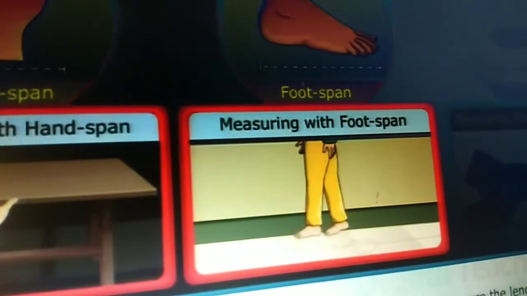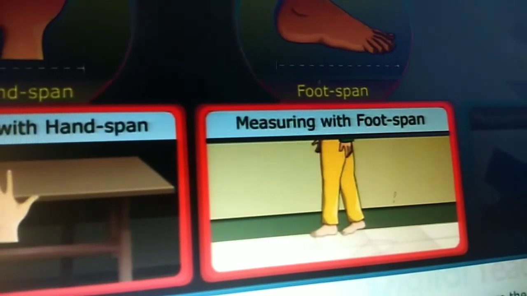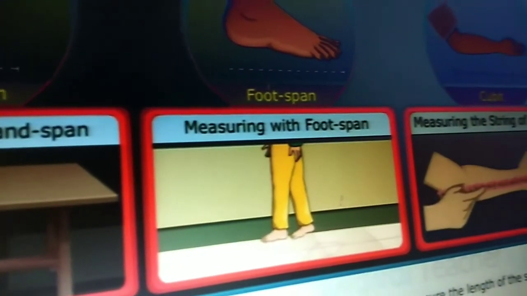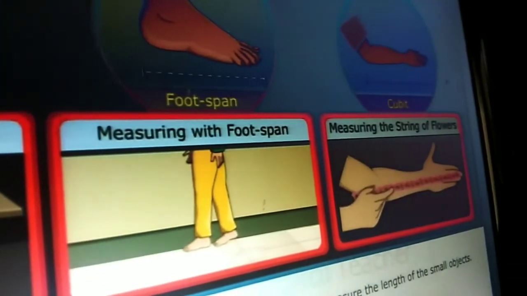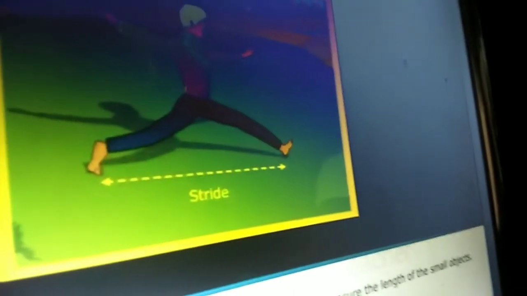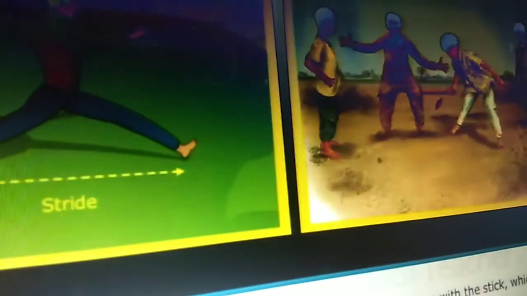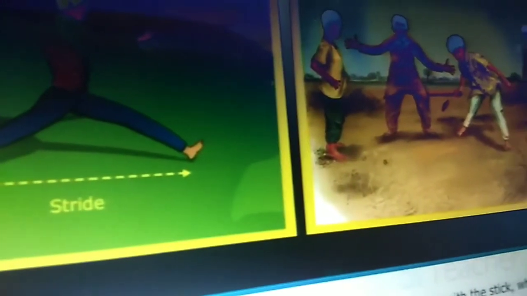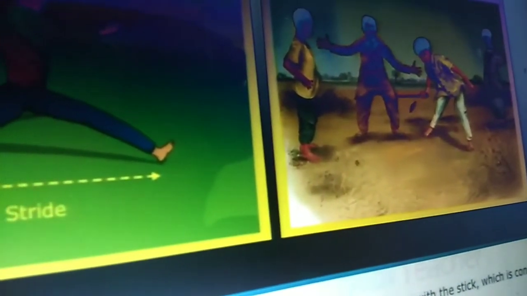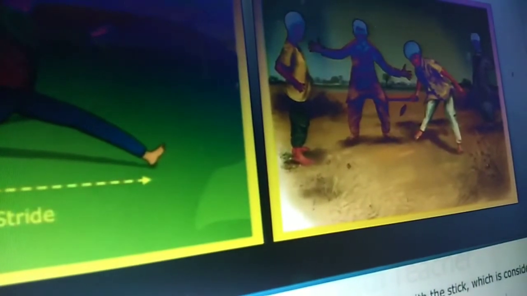List the conventional methods of measurement. We use the conventional methods such as handspans and footspans to measure the length of the small objects. Similarly, we measure the string of flowers with the hand, that is in cubits. Moreover, strides are used to measure the length and breadth of the ground. In our play of Siragona, Gilli-danda or Billam-godi, we measure the distance with the stick, which is considered the unit of length to measure.